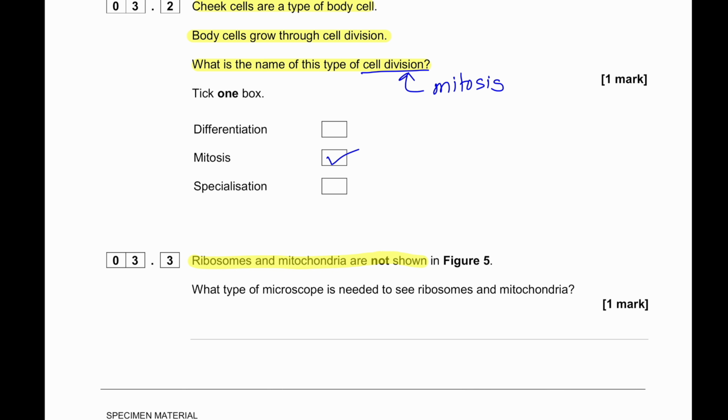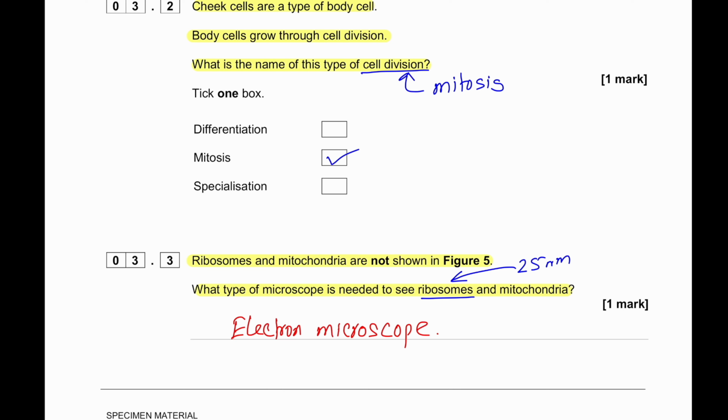Ribosomes and mitochondria are not shown in Figure 5. What type of microscope is needed to see ribosomes and mitochondria? Because mitochondria and ribosomes are very, very small. Ribosome, first of all, has a size of 25 nanometer. To see 25 nanometer, we will need an electron microscope.